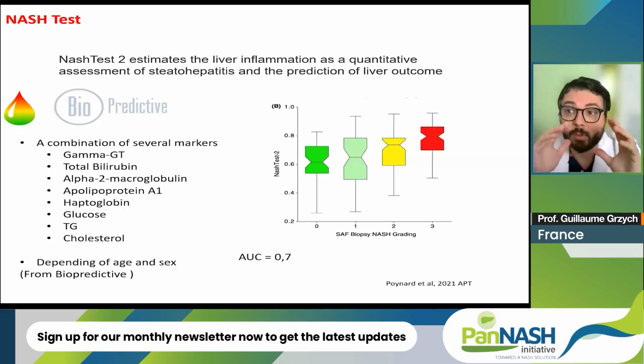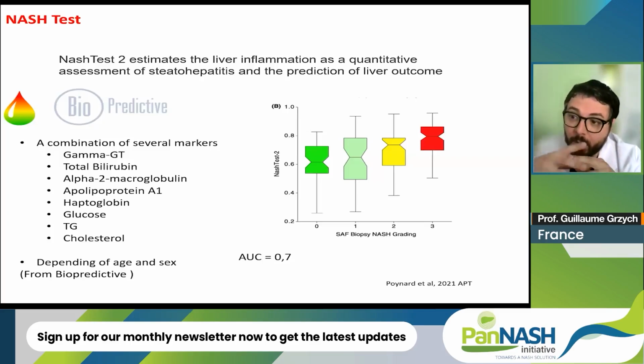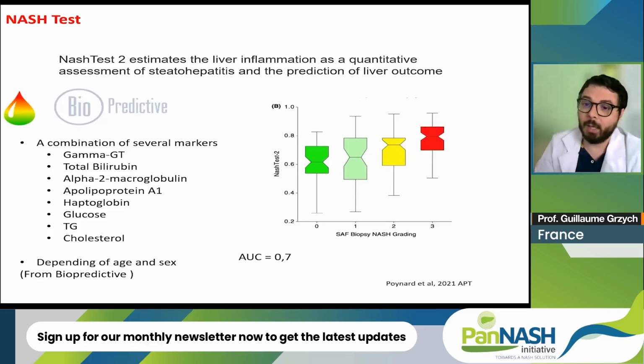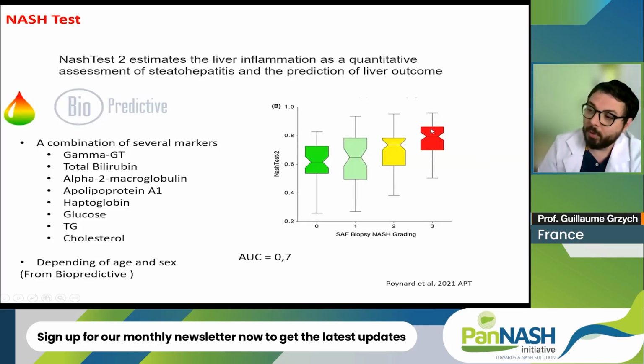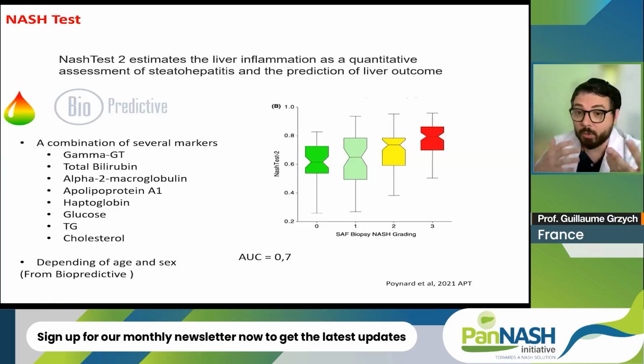It uses the same markers as the SteatoTest, the same test here with a different calculation algorithm: gamma GT, total bilirubin, alpha-2 macroglobulin, apolipoprotein A1, haptoglobin, glucose, triglyceride, cholesterol. And as you see here in external validation, when you have high levels of the NASH test number, you have high levels of histology scores. But the area under the curve here is around 0.7, as for the SteatoTest, so you can miss some patients. So the performance is very complicated.